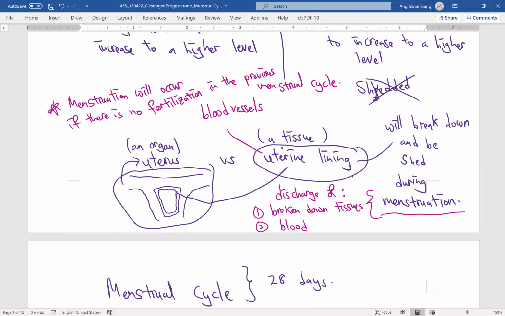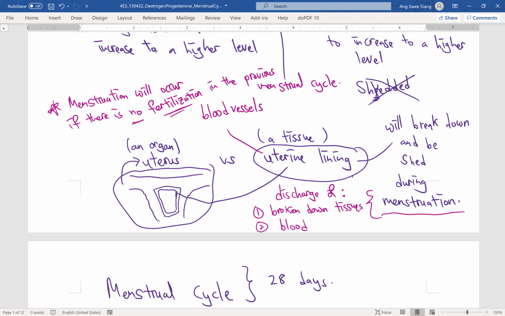Subsequently the lady will continue to have menstruation every menstrual cycle. During pregnancy, she should not have menstruation, because the moment she has menstruation, it means that it is a miscarriage. The embryo can only stay alive if it is implanted in the uterine lining. I will talk more about that. So menstruation will occur if there is no fertilization in the previous menstrual cycle, and then this breaking down will happen.